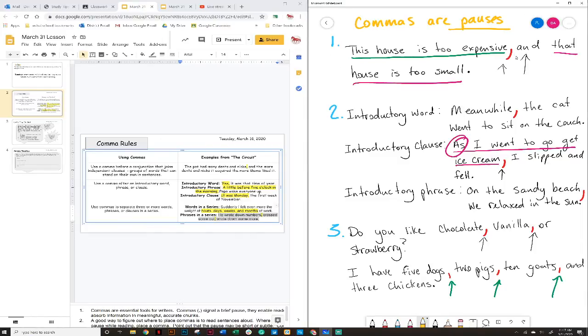But let's just say I didn't put that pause. This house is too expensive and that house is too small. It reads really fast. Or maybe here in the items in the series, if we didn't have commas, I have 5 dogs 2 pigs 10 goats and 3 chickens. It's a little bit too fast, and it sounds a little bit more like a run-on sentence. But if we include those pauses with using the commas, then the sentence flows better and you're able to understand it better. I have 5 dogs, 2 pigs, 10 goats, and 3 chickens.